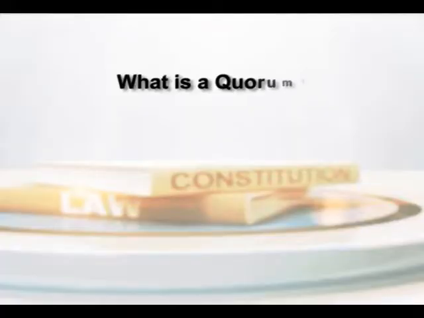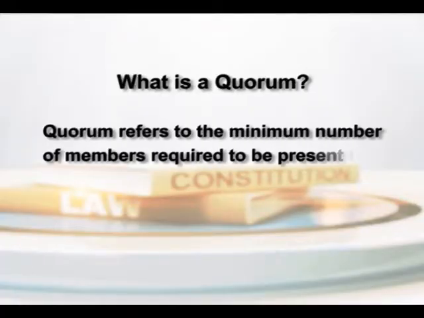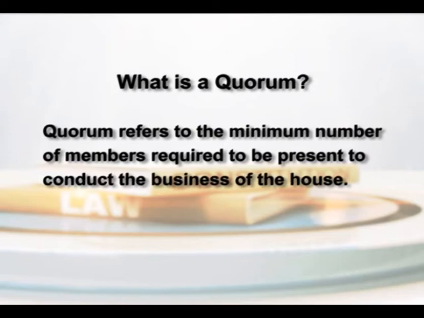Followed by the inaugural address, it is essential for us to know in brief the concept of quorum, adjournment and prorogation. Now, what is a quorum? Quorum means the minimum number of members required to be present for the conduct of the business of the House. Now, what will happen if the House fails to reach its quorum?